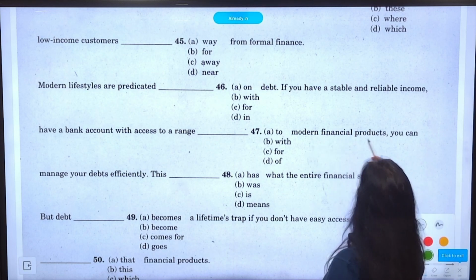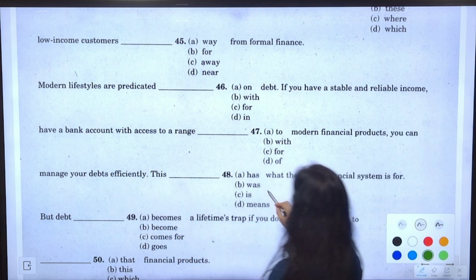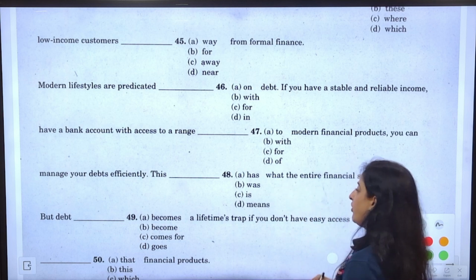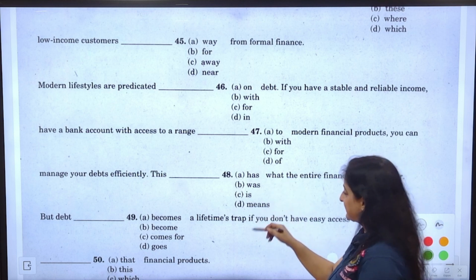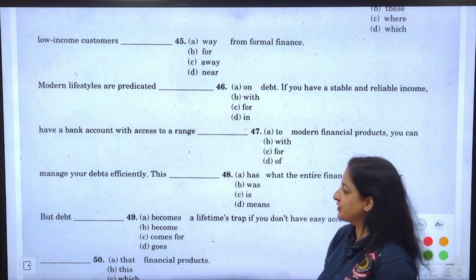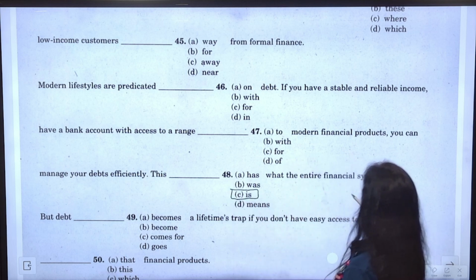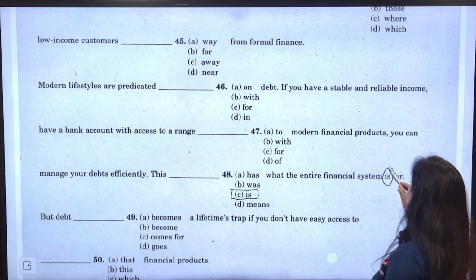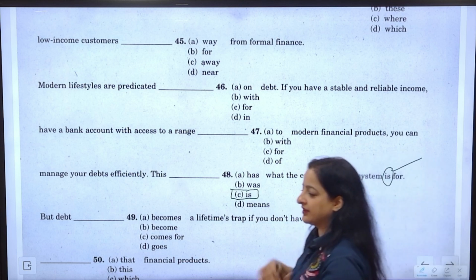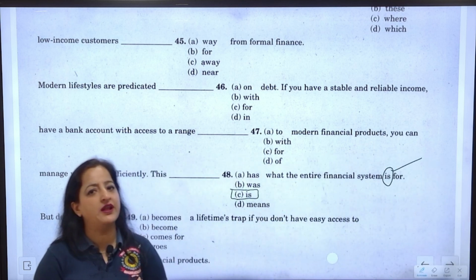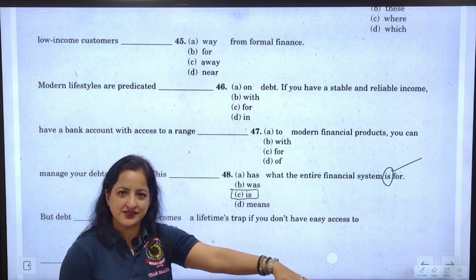So with a range of products, you can manage your debts efficiently. This is what the entire financial system is for. This was, this is, this means. What do you think? In my opinion, the answer is this. Did you see? Yes, I just noticed. So this is what the financial system is made for. This is what the entire financial system is for. Make sense? Okay.